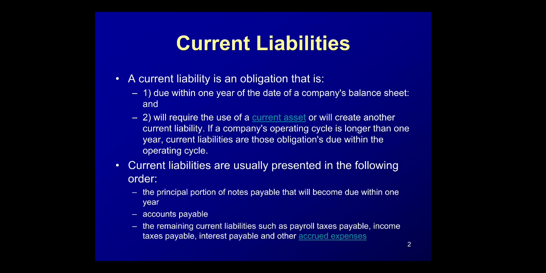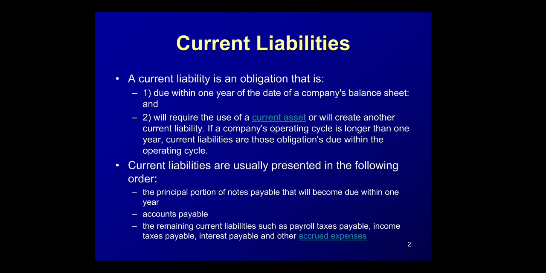Okay, now this slide shows things related to current liabilities. See here, a current liability is an obligation that is, number one, due within 1 year of the date of a business's balance sheet. This is the most important characteristic of a current liability. A current liability is a liability that a business has to settle within 1 year. If you see anything that a business has to pay within 1 year, that is called a current liability.